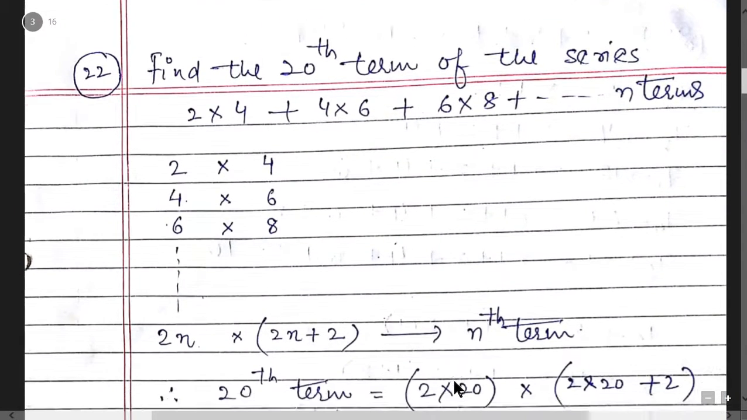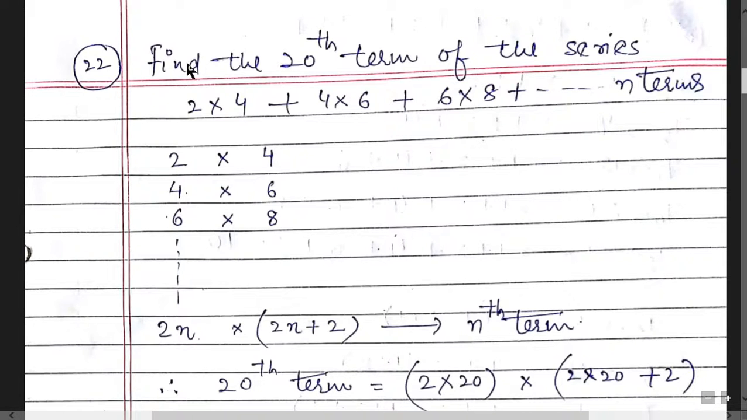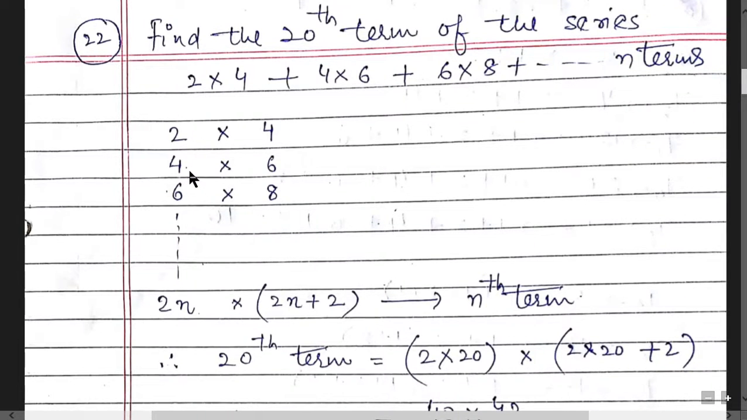Now question number 22. Find the 20th term of the series 2 into 4, 4 into 6, like this. The series is like this. Split the series. You can find the nth term of the first factor, it's 2n, and because 2 is added to each term, you can write 2n plus 2 in the last factor.